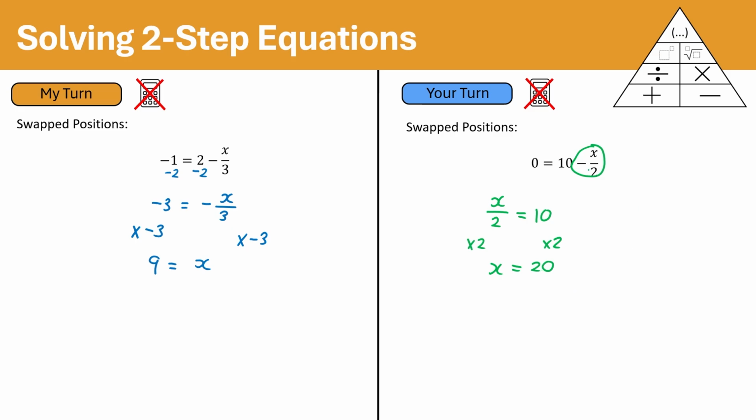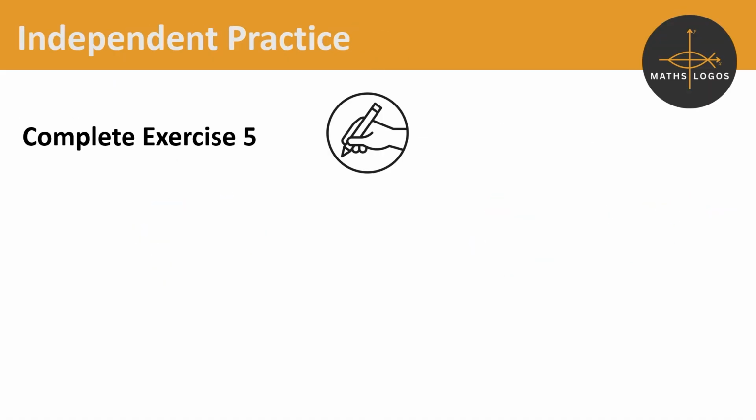The other way you might have done it is you might have subtracted 10 from both sides and got this. -10 is equal to -x over 2, and then multiplied by -2 on both sides. -10 multiplied by -2 is +20, and on the right hand side you'd have x, so x is equal to 20. If you're using our lesson booklet, you can now complete exercise 5.